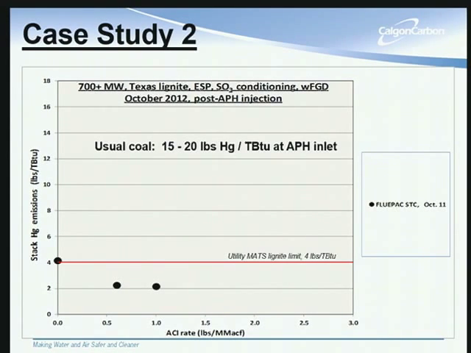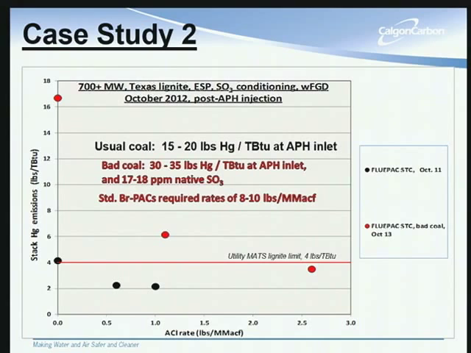However, they soon ran into some bad coal. What do I mean by bad coal? Well, the mercury content just about doubled. Now we're at about 30 to 35 pounds per trillion BTU at the inlet, and SO3 went up to 17 to 18 parts per million.